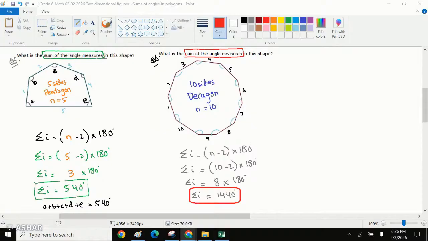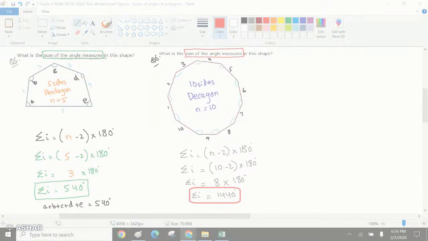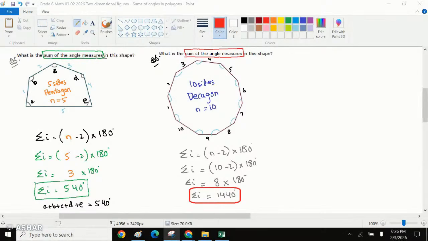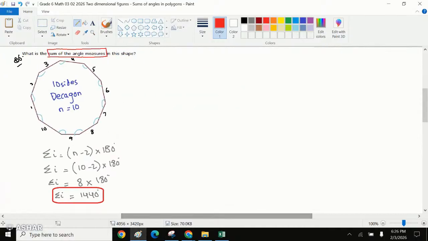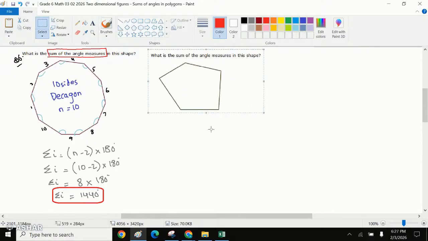Okay, for the next shape, can you people help me out with the next shape? Can you give me the answer? I'll just copy it. I'll be quiet for a while. I would want you to give me the answer, okay? I'll just help you out with the beginning part.